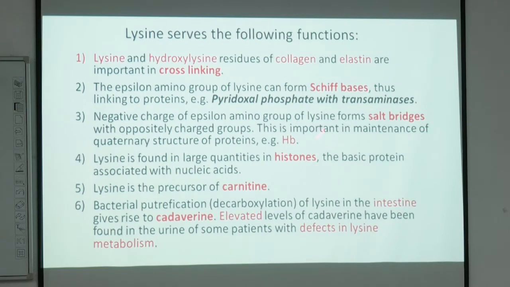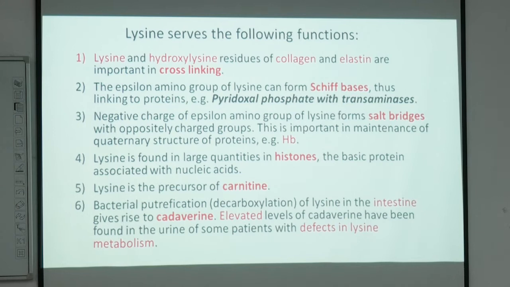It is present in high amount in histone. Where is histone present? In nucleic acids. It helps in the synthesis of carnitine. It is also involved in the formation of cadaverine. Elevated levels of cadaverine have been found in the urine of patients who have a defect in lysine metabolism.